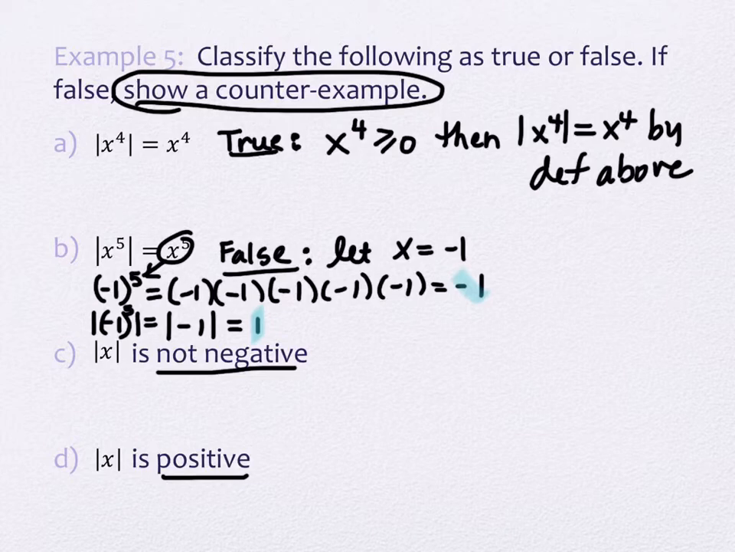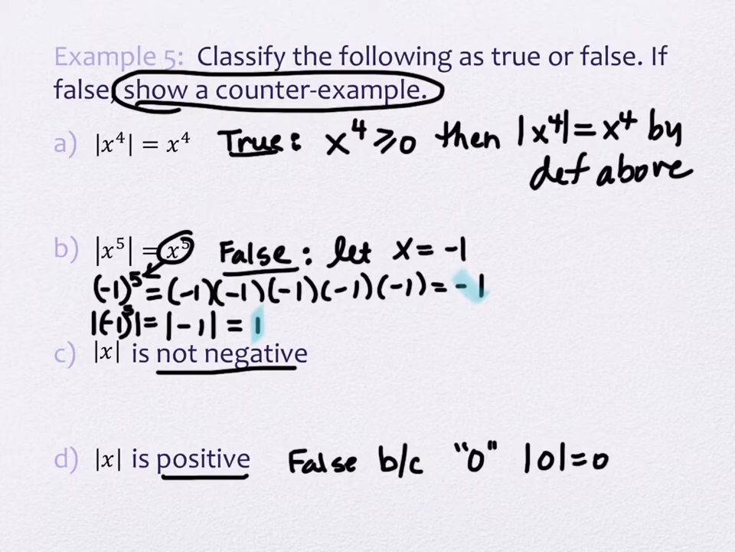So the absolute value of x is not always positive. This is false. And the counterexample is 0. The absolute value of 0 is 0. And 0 is not positive. It's not negative. It's neither. Right?